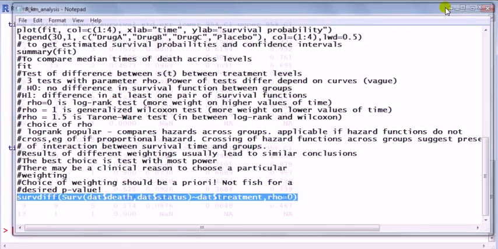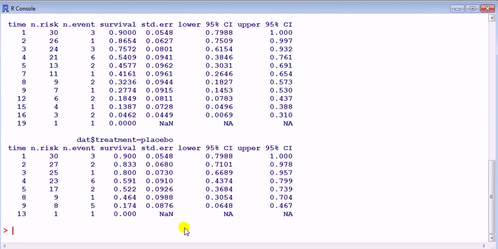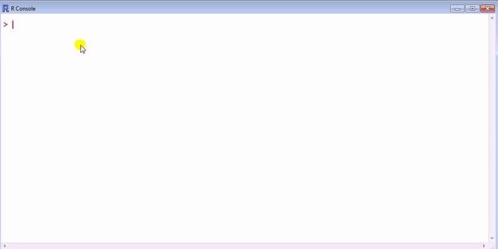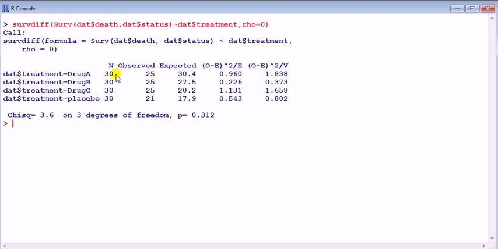Let's start with the log rank, the most popular one. Recall that the null hypothesis is that the survival functions for all of these levels in the treatment are the same. All we have to look at is this bottom line. This is how it's calculated. Do we reject the null hypothesis? We look at the chi-square, it's 3.6. That's the test statistic. Then we go to the associated p-value, which is 0.312.